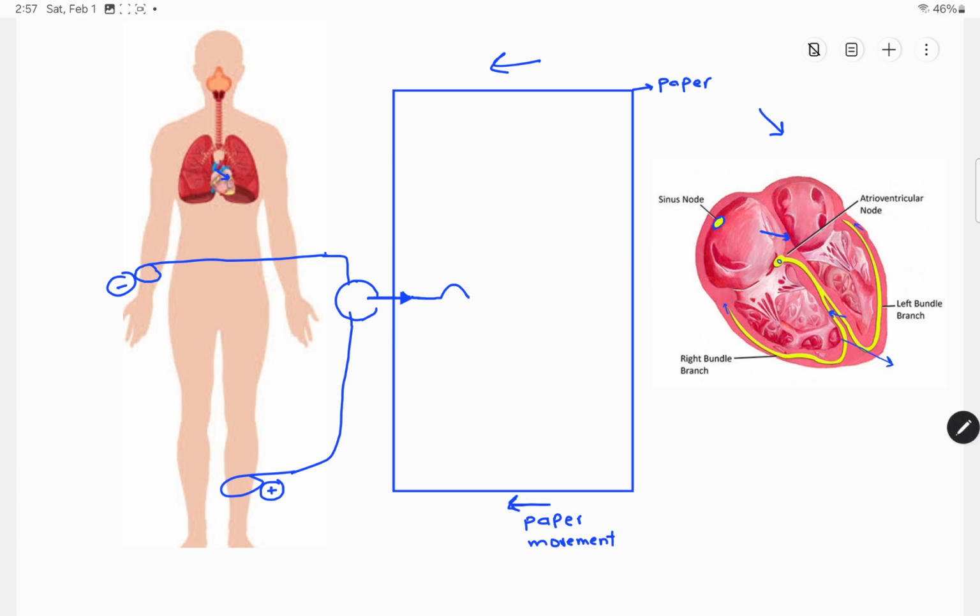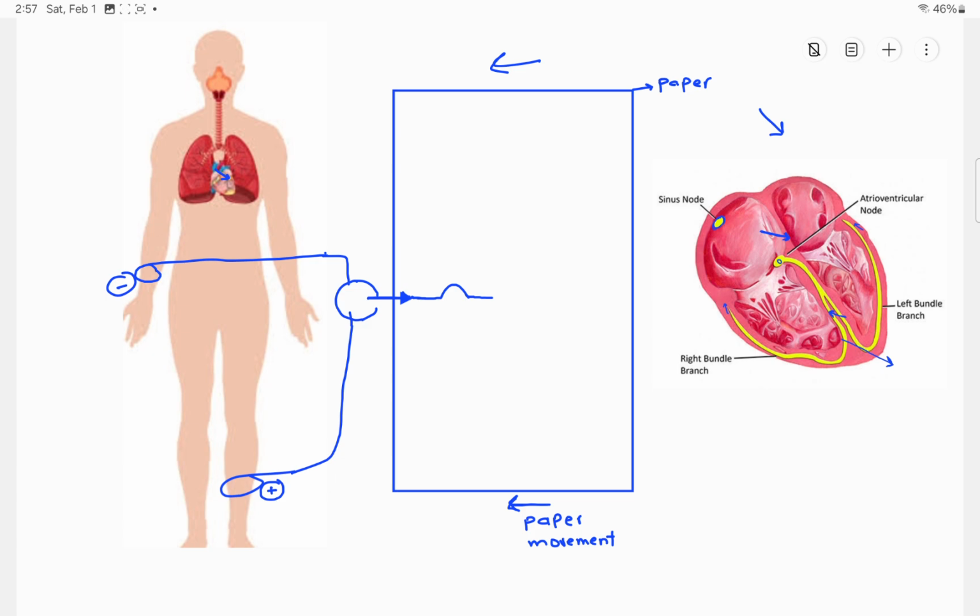Now after passing through the atria, the current will move through the AV node. As I have discussed earlier, the electrical activity through the AV node is very slow and very small. It is so small that it can't be detected by our ECG machine. So when the current passes through the AV node, it will be a straight line, because our ECG will not detect any electrical activity.